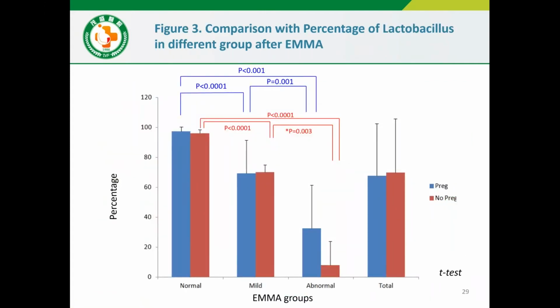We also examined the percentage of lactobacillus in pregnant and non-pregnant women after EMMA. The lactobacillus percentage in the normal, mild, and abnormal groups was significantly different, whether pregnant or not. There was no difference in lactobacillus percentage between the normal, mild, and abnormal microbiota groups.